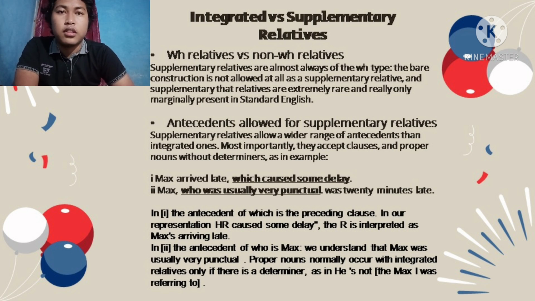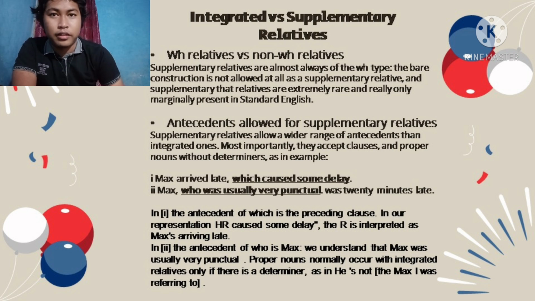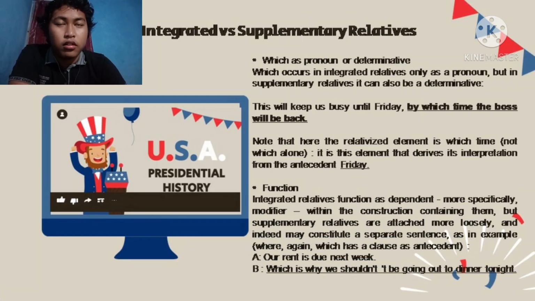The second is the kind of antecedent allowed for supplementary relatives. Supplementary relatives allow a wider range of antecedents than integrated ones. Most importantly, they accept clauses and proper nouns without determiners, as in the example in this presentation. The third is which as pronoun or determinative. Which occurs in integrated relatives only as a pronoun, but in supplementary relatives it can also be a determinative, like the example in this presentation.